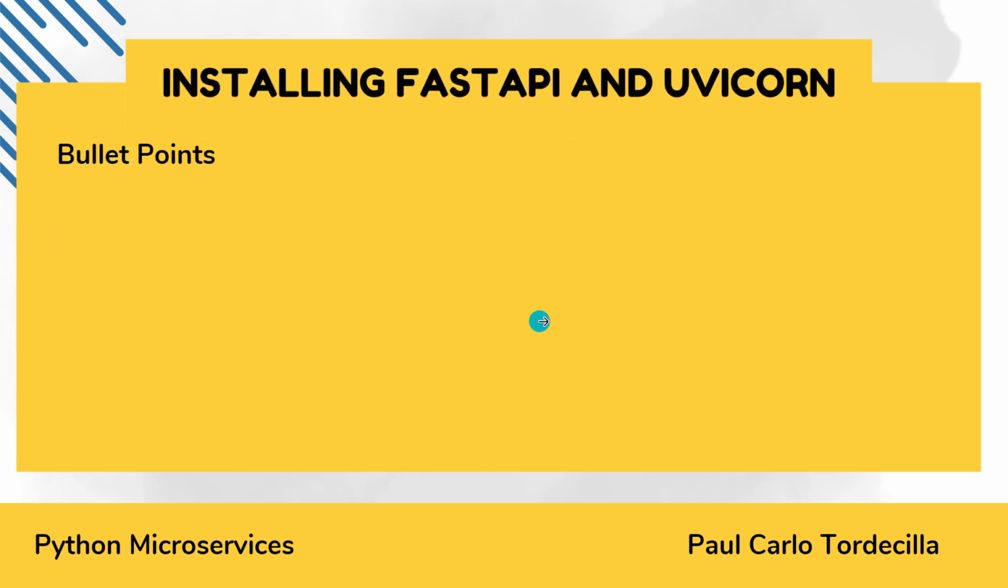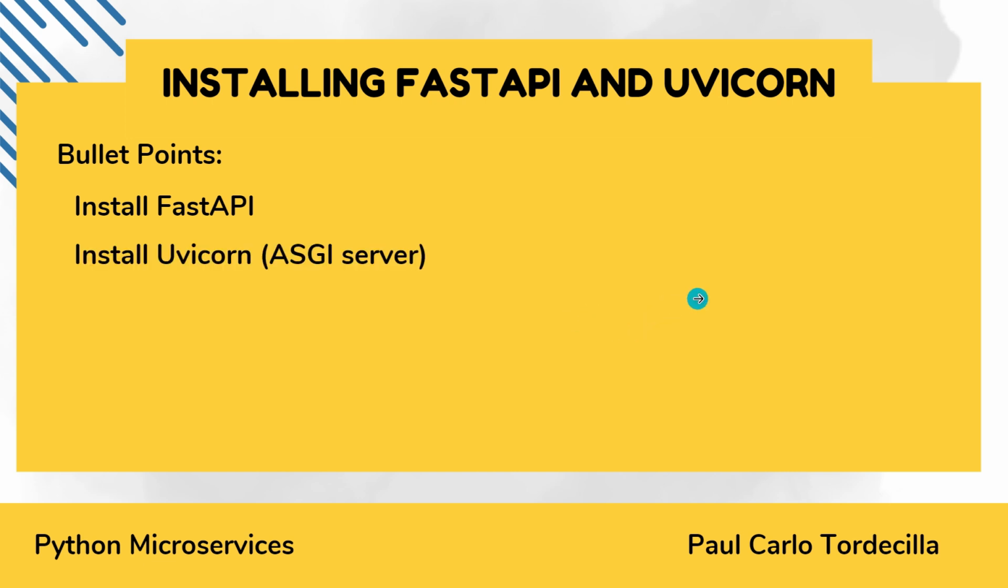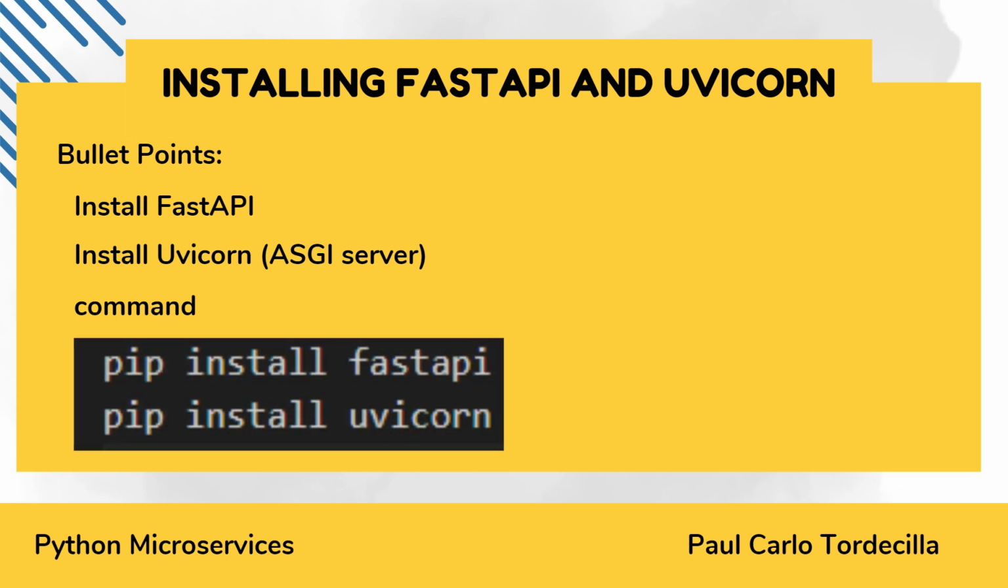To get started with FastAPI, you need to install it using pip. Additionally, you'll need an ASGI server such as Uvicorn to serve your FastAPI application. You can install both using the following commands. Here, pip install fastapi, and then another one is pip install uvicorn.